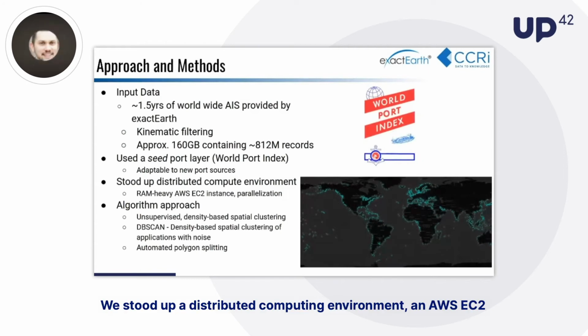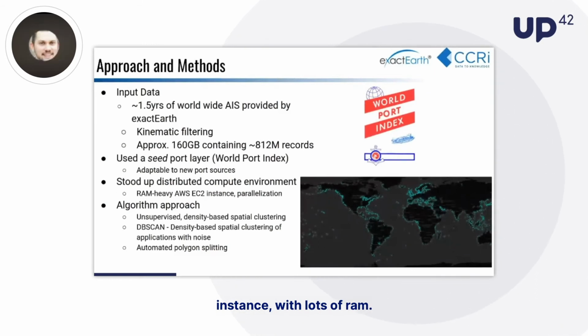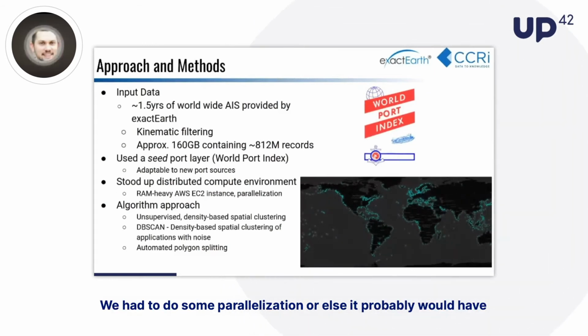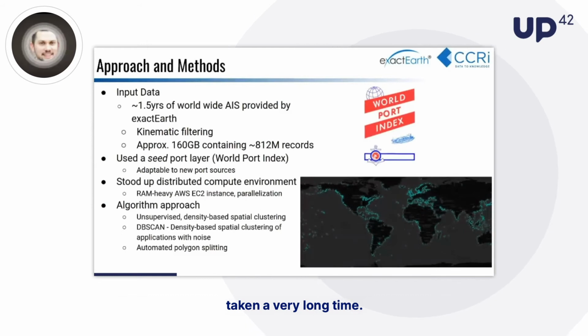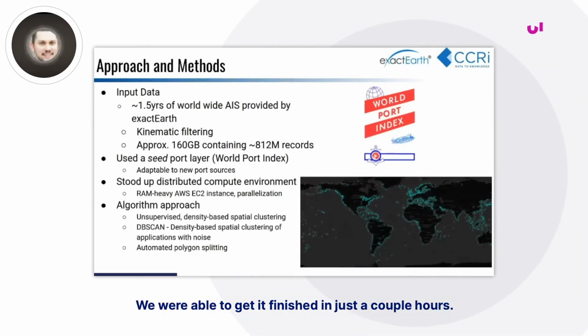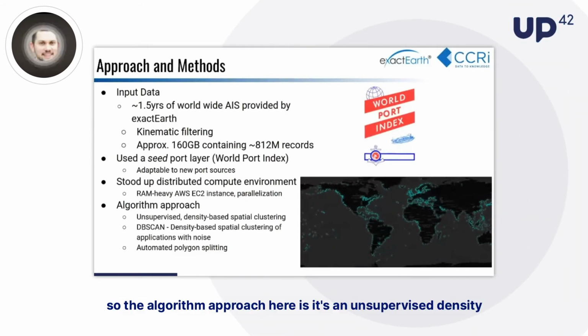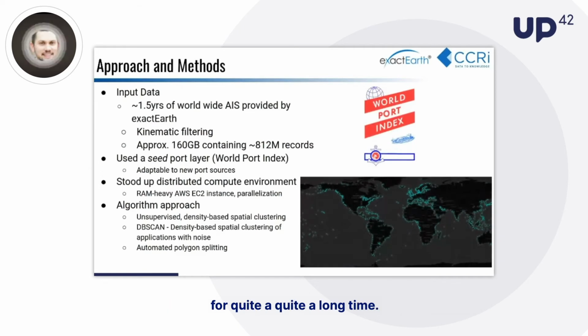So we stood up a distributed compute environment, AWS EC2 instance with lots of RAM. We had to do some parallelization, or else this probably would have taken a very long time. We were able to get it to finish in just a couple hours. So the algorithm approach here is an unsupervised density-based spatial clustering, DBSCAN. It's pretty widely known and used for quite a long time. It's a good application for this right now. And we did some additional things that we had to deal with, such as splitting up polygons.